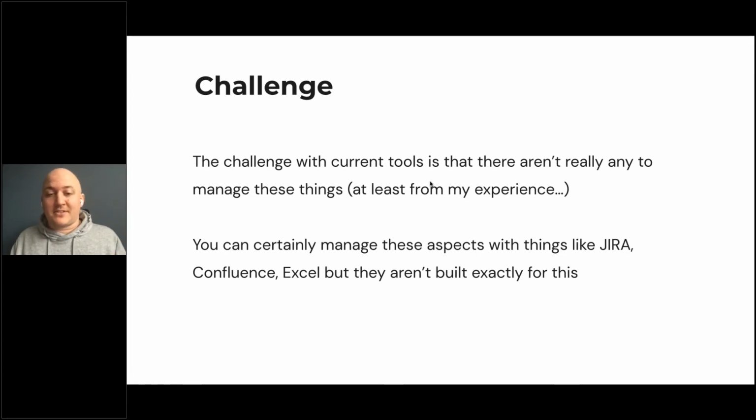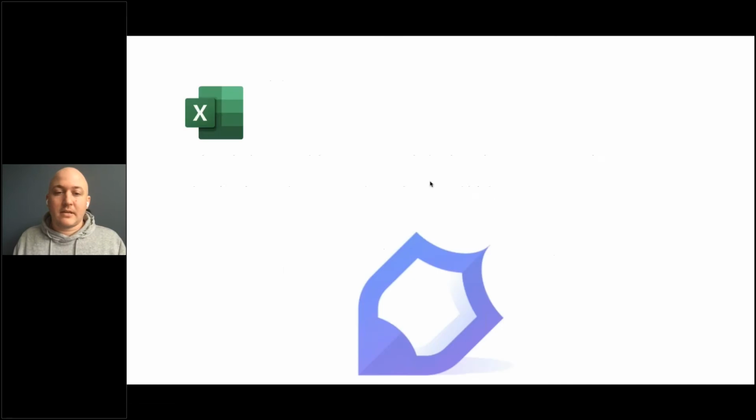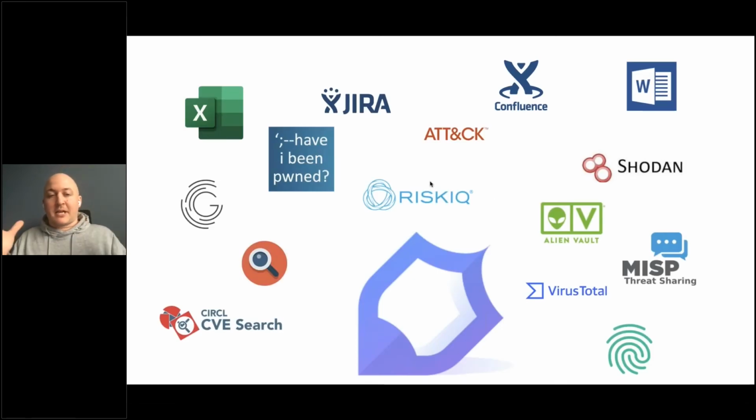You can certainly manage a lot of these things with JIRA, Confluence, and Excel, but they're not purpose-built. They definitely get the job done. We use those too, so I think a lot of organizations rely on some sort of Google Docs or Confluence thing, and they work, but again, they don't really support anything else besides just writing them down. So with ThreatNode, we kind of combined a lot of different tools into one. You'll see we use a lot of different enrichment sources, MISP, GreyNoise, RiskIQ, Shodan, and then again, we kind of combine Excel, JIRA, Confluence, Word, anything like that into a centralized platform.